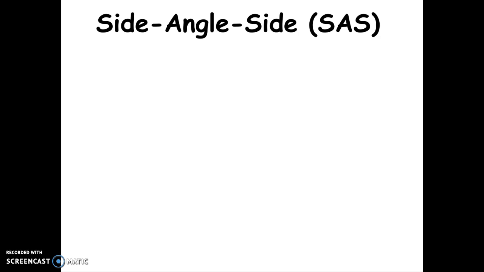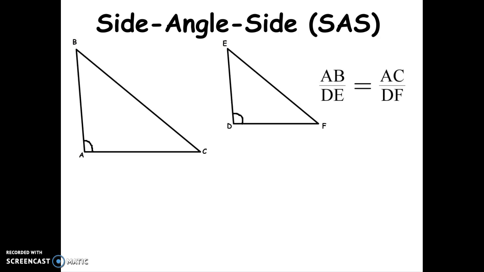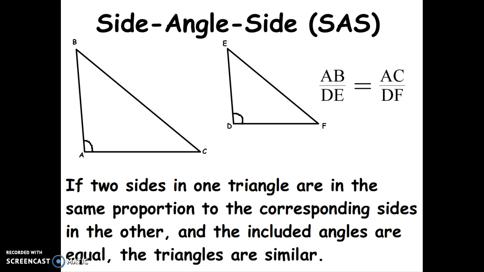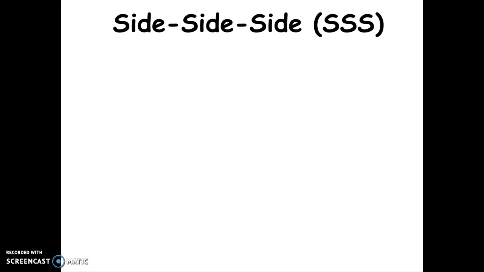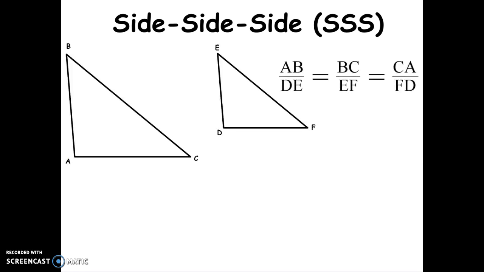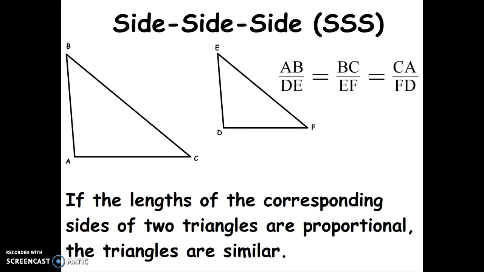Side-angle-side, or SAS. If two sides in one triangle are in the same proportion to the corresponding sides in the other, and the included angles are equal, then the triangles are similar. Side-side-side, or SSS. If the lengths of the corresponding sides of two triangles are proportional, the triangles are similar.